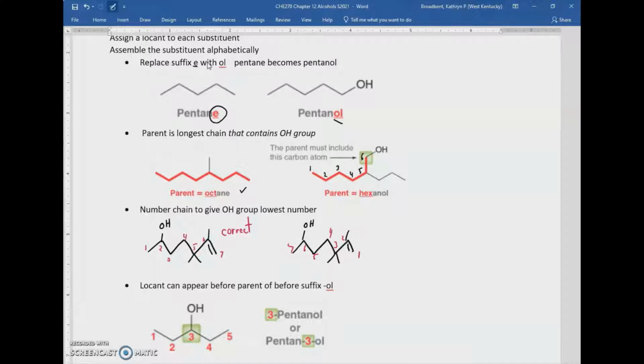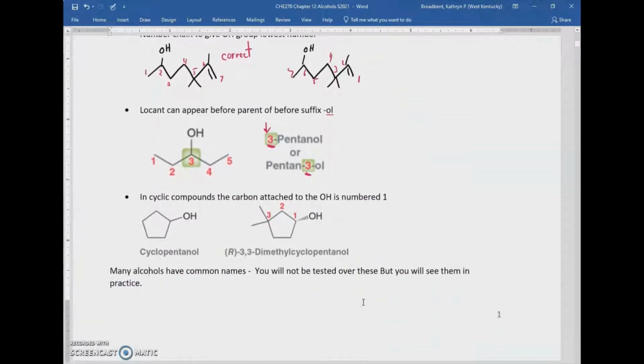The locant, that is the number that tells us where the hydroxy is, can appear before the parent here, or we can put it in the middle of the word. I think it's a little neater to put it here. It makes it easier to say pentanol than the other way.